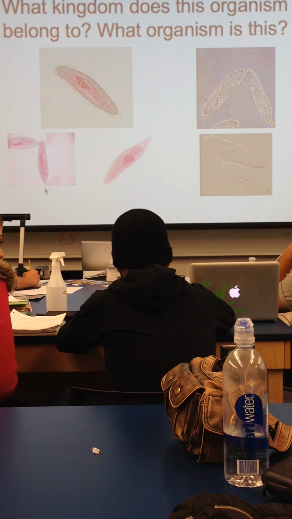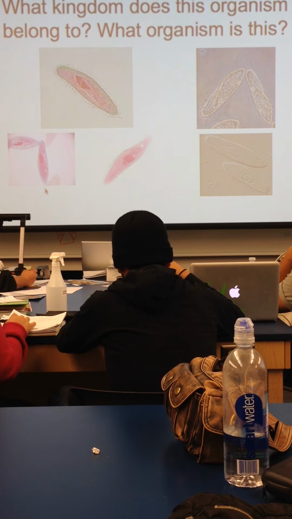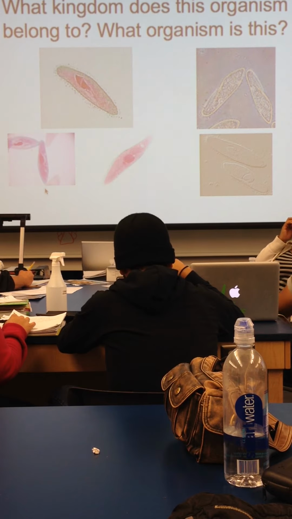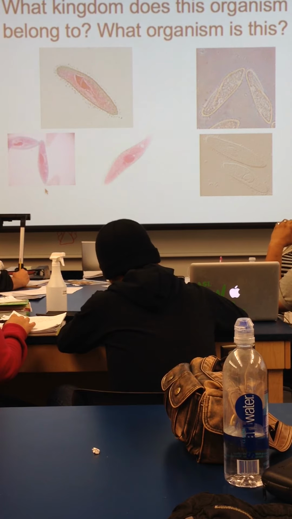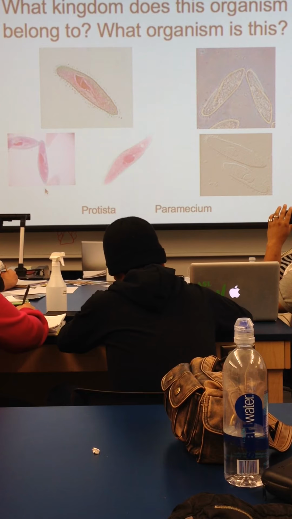Okay. So, what organism is this? What kingdom does it belong to? Anyone? It is a ciliate, absolutely. So what kingdom did the ciliates belong to? Protists, good. Do you guys know what organism this was? Paramecium. Very good. Paramecium.